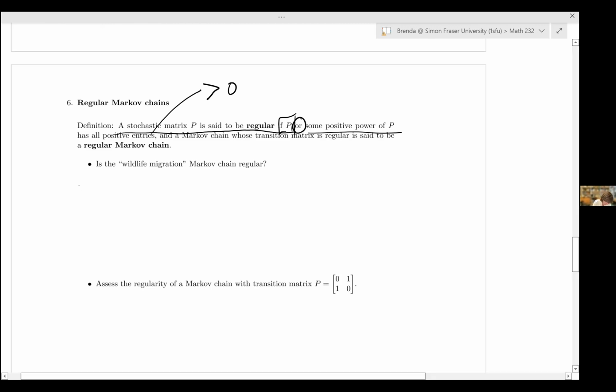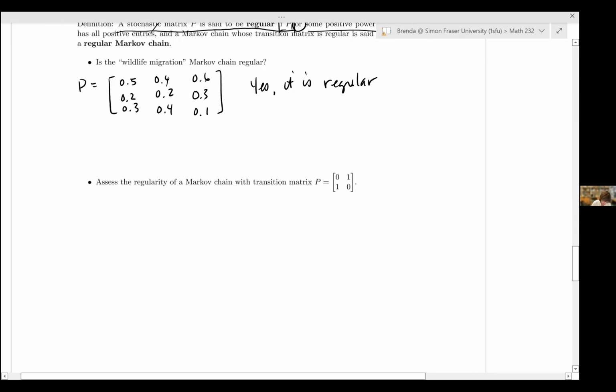So let's just look at the wildlife transition matrix we just had and ask ourselves if it's regular. Okay, when I look at this, here we have P. P has all positive entries. This is regular. Yes, it is regular. Okay, let's try another one.